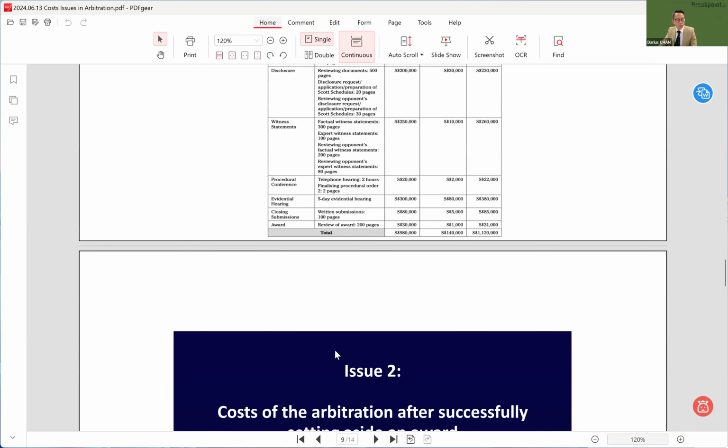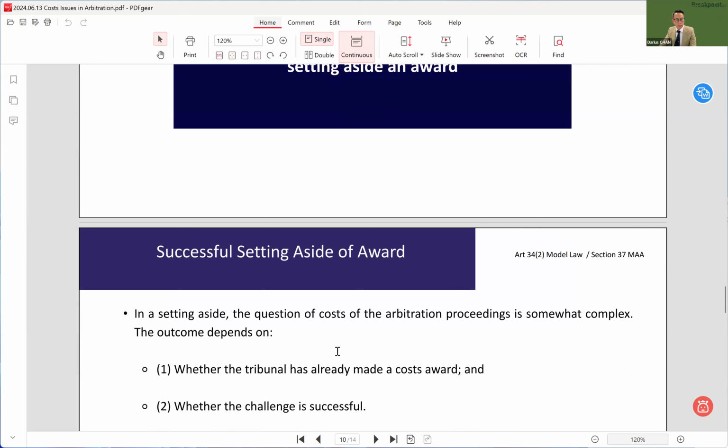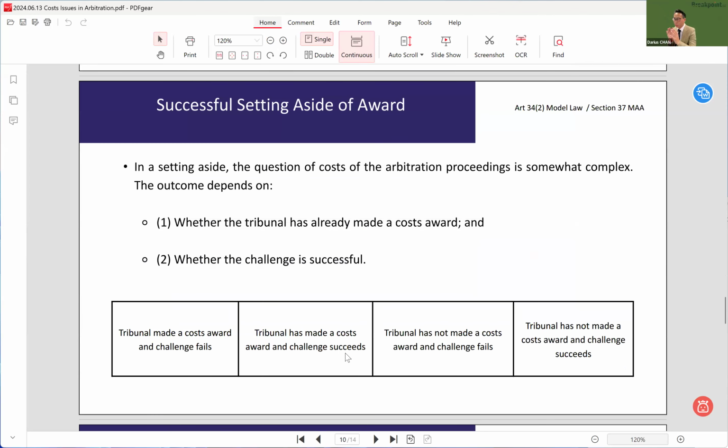Now, moving swiftly to the second issue, which is quite similar, which is cost of the arbitration after successfully setting aside an award. Now, this issue is similar, but it's slightly more complex, right? Now, this issue is more complex because it may be a case where the setting aside challenge fails.